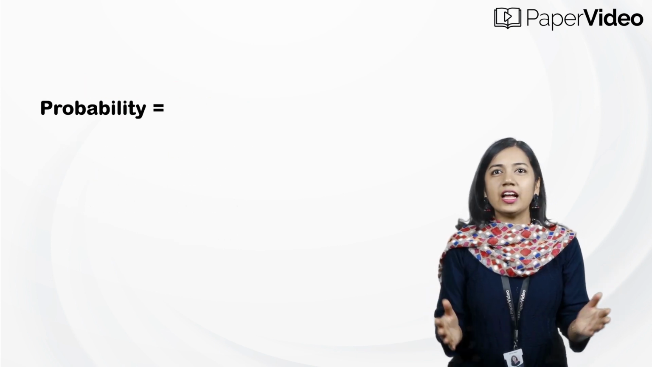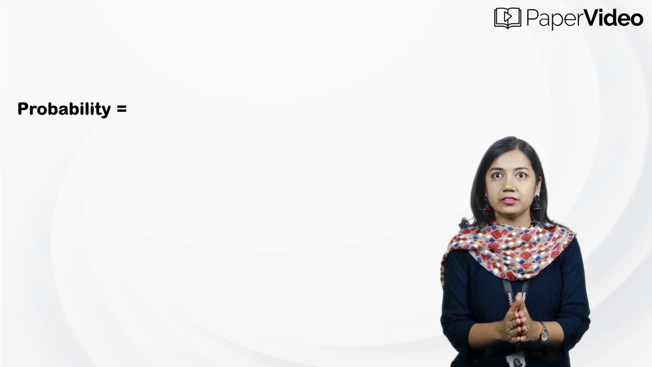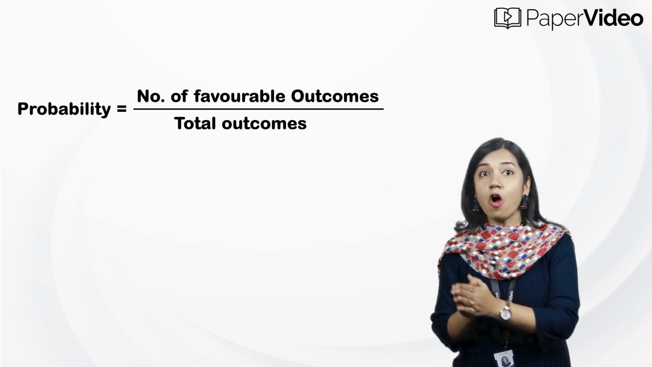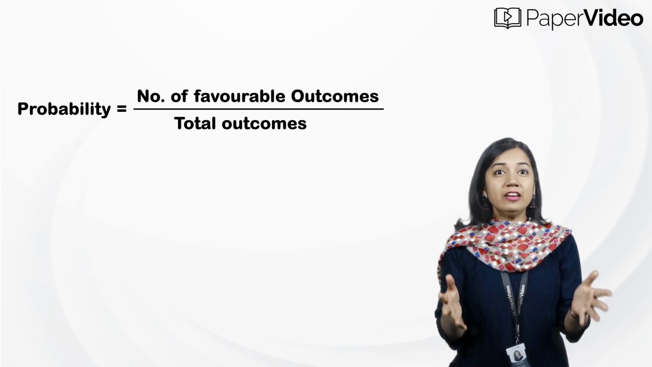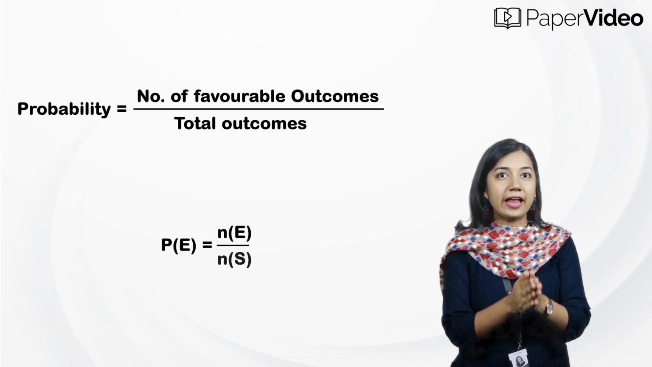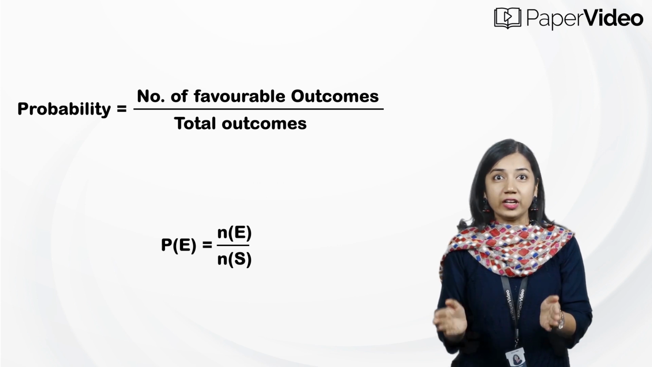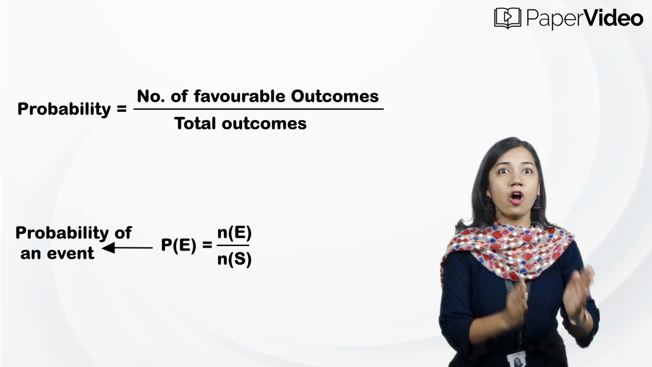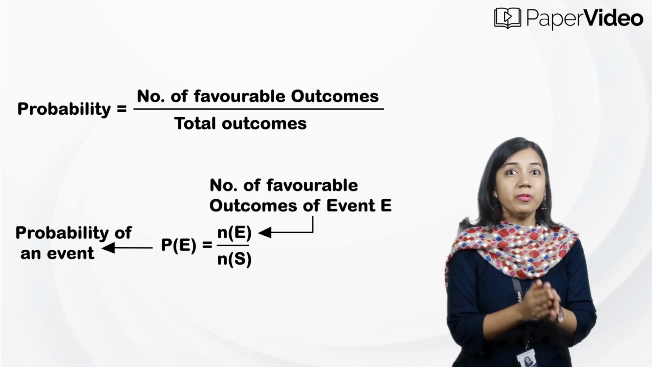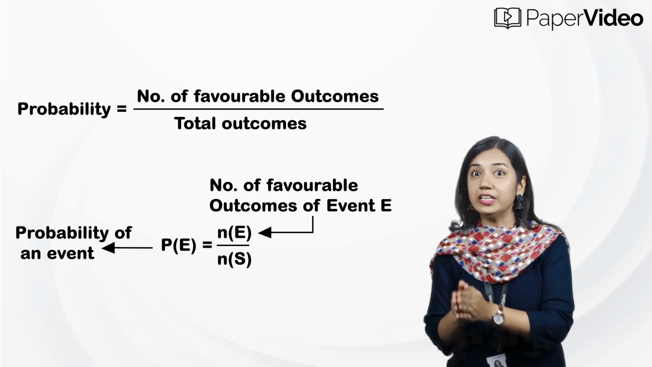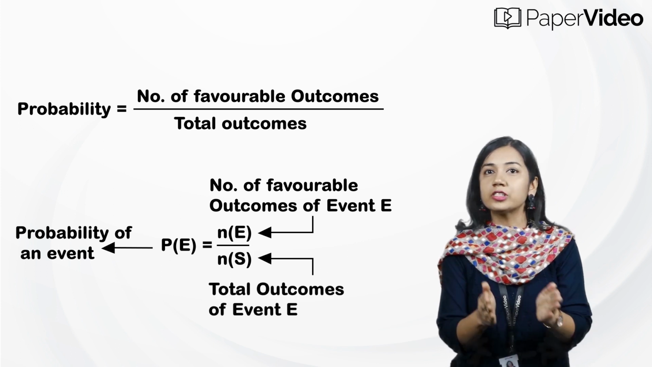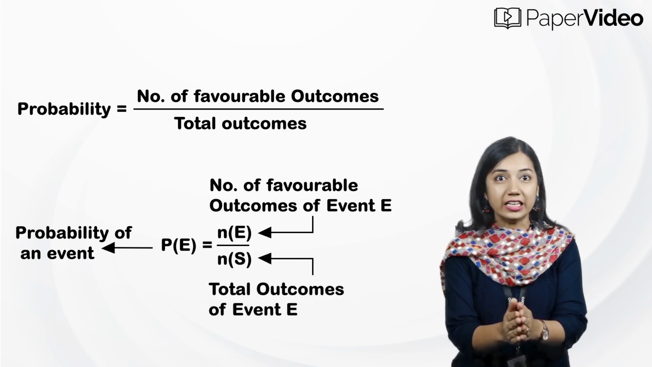Now, let's understand probability of an event. It is defined as number of favorable outcomes over all possible outcomes. We write this as P(E) = N(E) / N(S). Here, P(E) stands for probability of an event E. N(E) stands for number of favorable outcomes of an event E. And N(S) stands for the total possible outcomes of the event E.